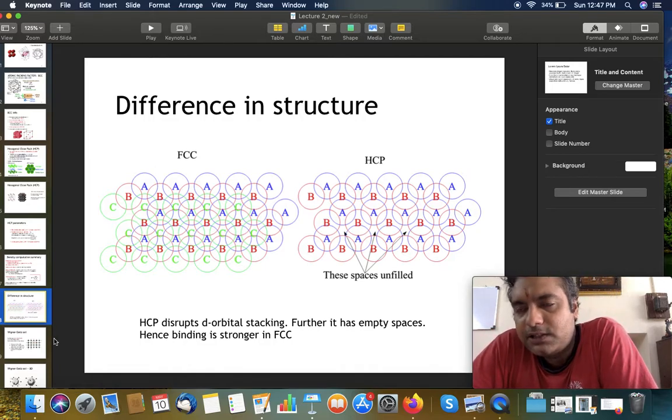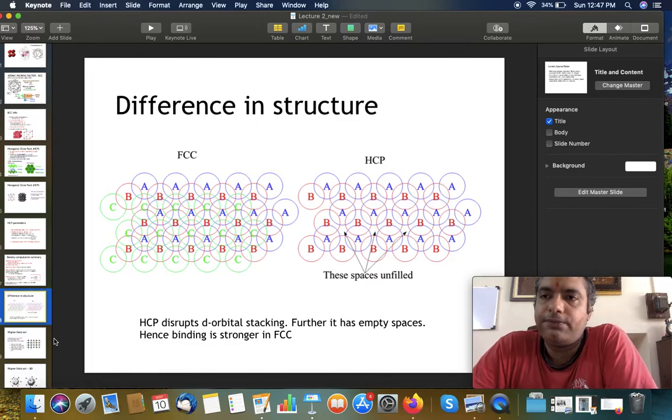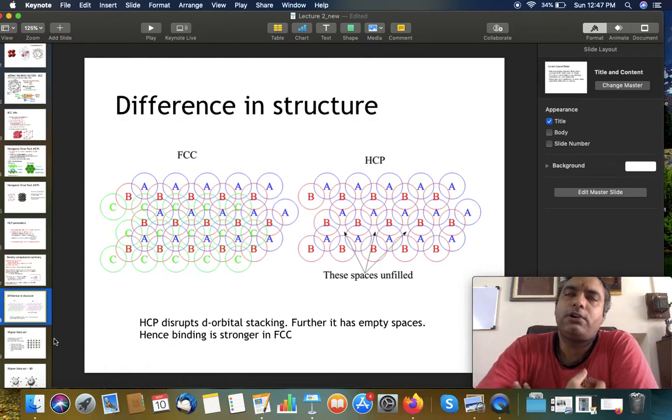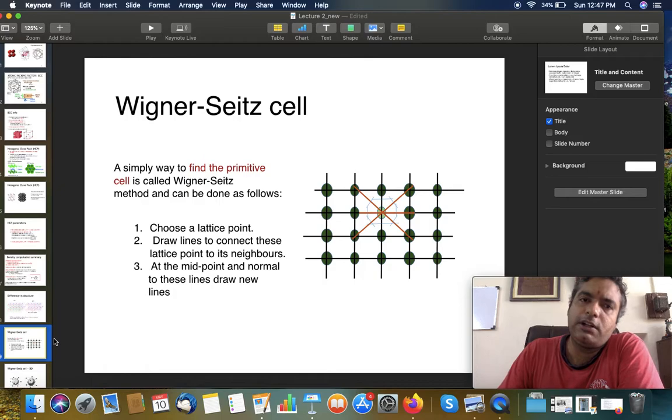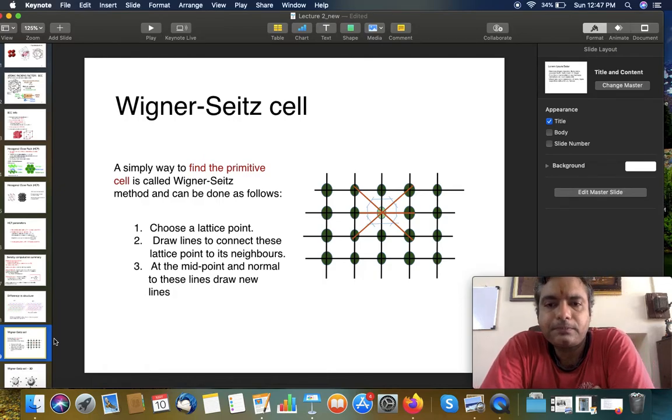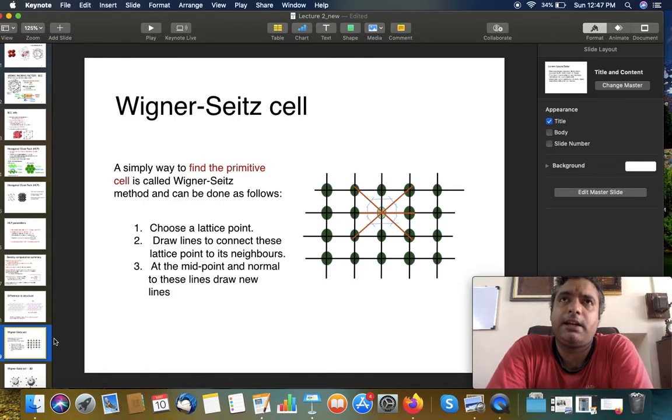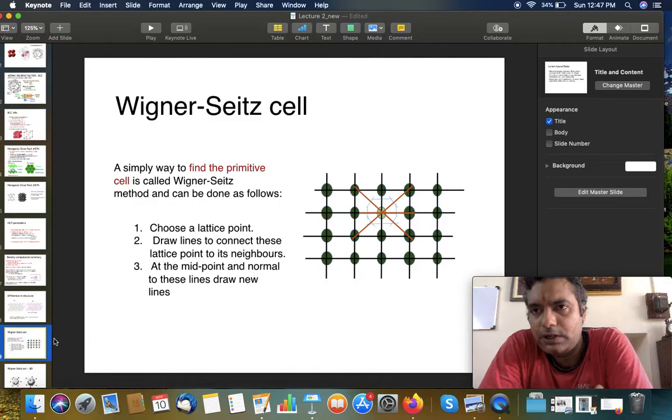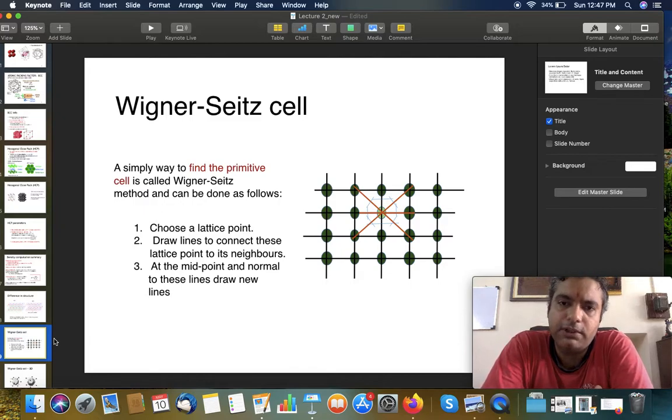This actually brings to the end of the normal kind of lattice structures or crystal structures. There is one more important crystal structure which I would like to mention. I could not go into detail of this. It is called the Wigner-Seitz cell. I can give only an introduction. The detailed analysis of the Wigner-Seitz cell requires a lot of quantum mechanics, and hence I would not go there.